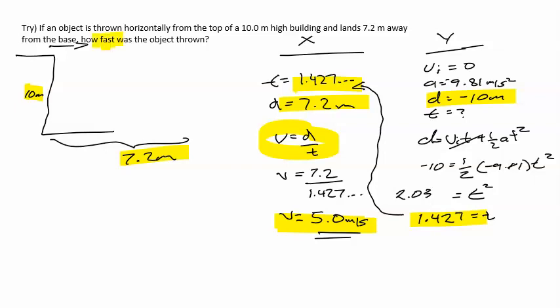Notice we are just asked how fast, so we're not really worried about direction, it's just speed. We don't know if that's east, west, northeast, etc.